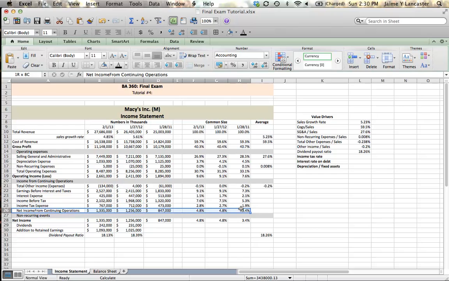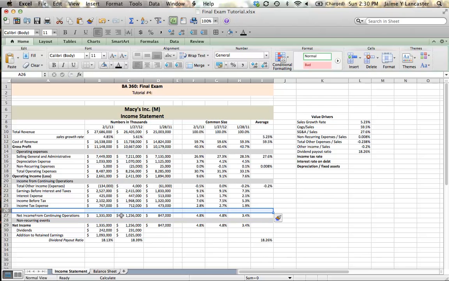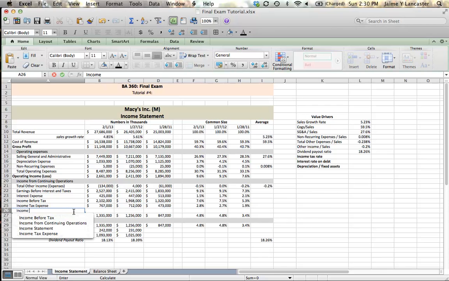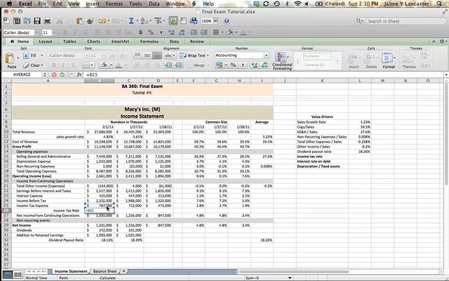Before I do some calculations, I'm going to insert a row by highlighting the row below income tax expense, right-clicking, insert by shifting the cells down. So in any given year, my income tax rate, Command I to italicize, and then sliding it over so I can tell that it's not an actual part of the income statement. So in any given year, my income tax rate is going to be equal to the income tax expense divided by the income before tax.